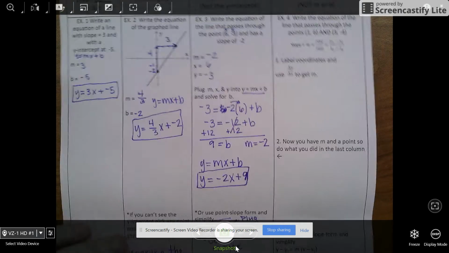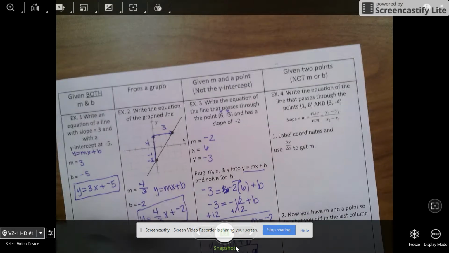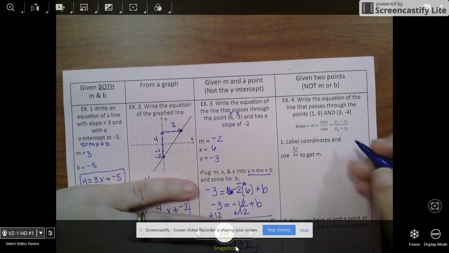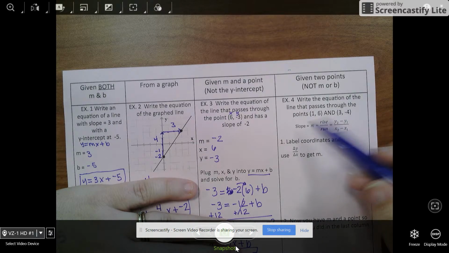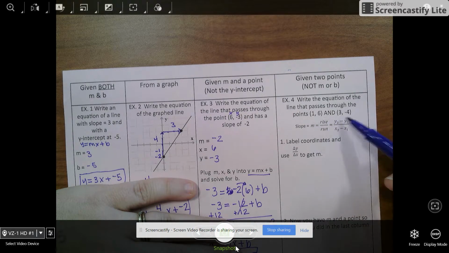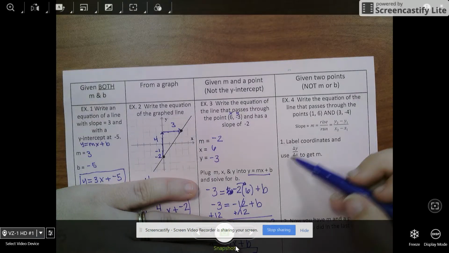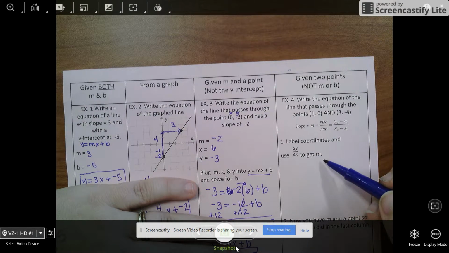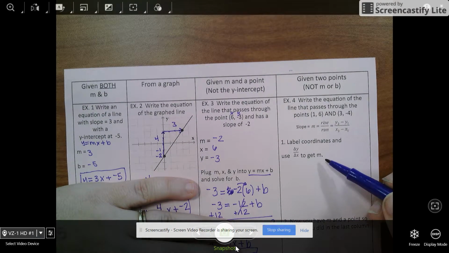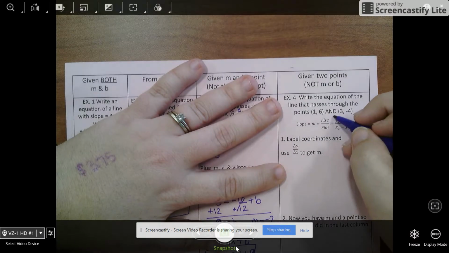Okay, so last one is given 2 points, okay? Not M or B. So you got to write the equation of the line that passes through 1, 6 and 3, -4. Okay, so we're going to start by labeling our coordinates and using change of y over change of x to get M. So what this means is we're using the slope formula. So we're going to use this.